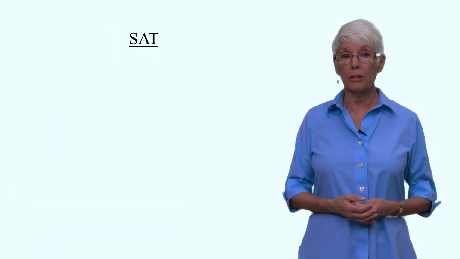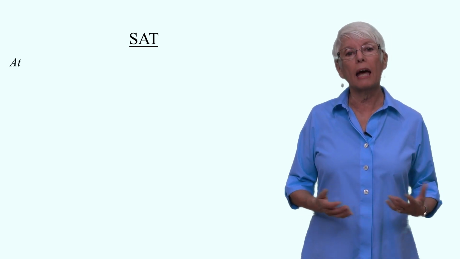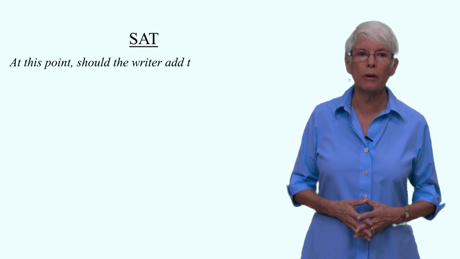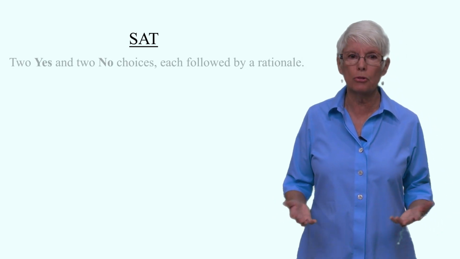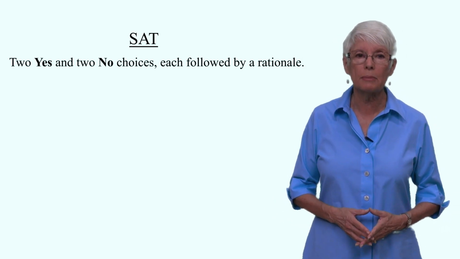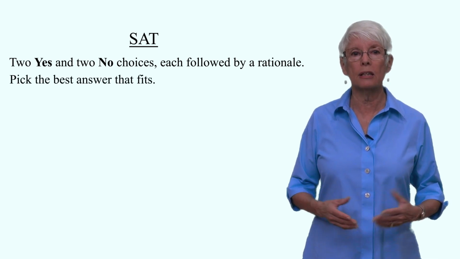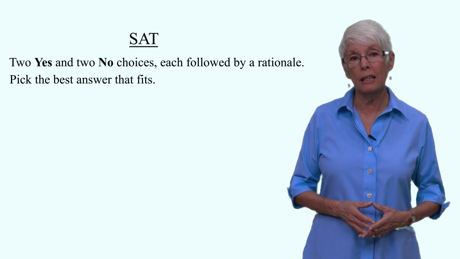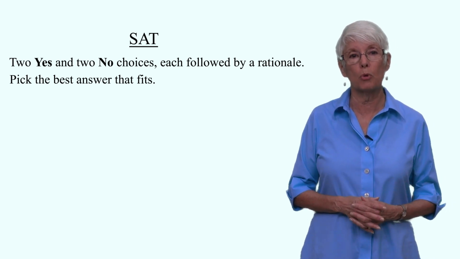The SAT writers generally structure their questions about adding a sentence to ask, "At this point, should the writer add the following sentence?" Then 2 yes and 2 no choices are given, each with an explanation. Your objective is to pick the best explanation that fits. Occasionally, you'll see this type of question on the ACT as well, with the same wording.